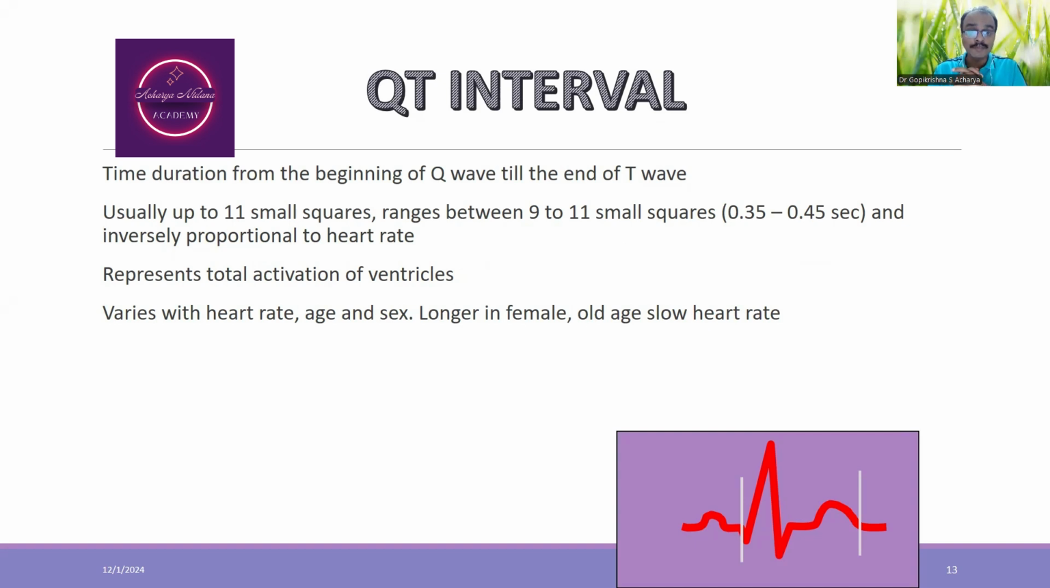Actually, this represents the total activity of the ventricles. That means total activity in the sense of both depolarization as well as repolarization. That means total ventricular systole as well as ventricular diastole. That total ventricular activity is considered to be the QT interval.